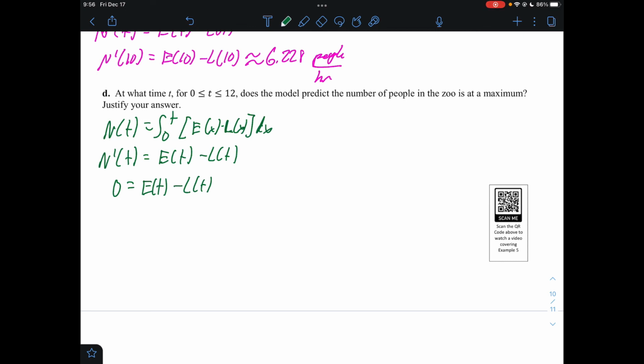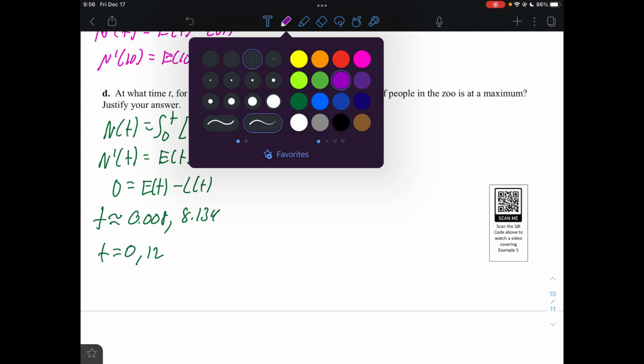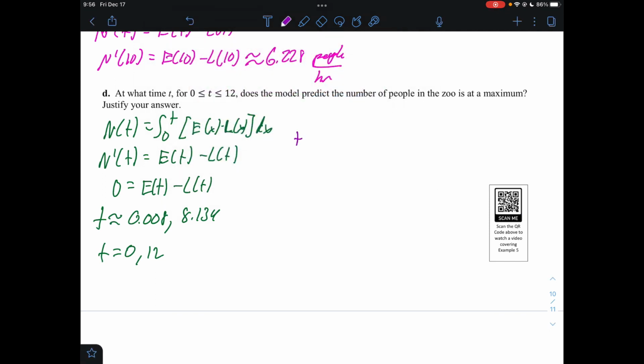We're going to get two candidates here, 0.008 and 8.134. We also have the two endpoints, 0 and 12. So we have 4 possible answers for this problem. All right, so t and N of t: 0.008, 8.134, and 12.